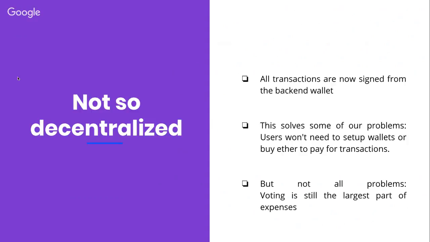So okay, we made one improvement here that solves the problems of having to create users and users having to use MetaMask and buy Ethereum, which, well, maybe people just don't want to buy cryptocurrencies just to be able to vote. So this solves some of our problems, but not all of them, because voting is still the largest part of our expenses, and it's still very expensive.